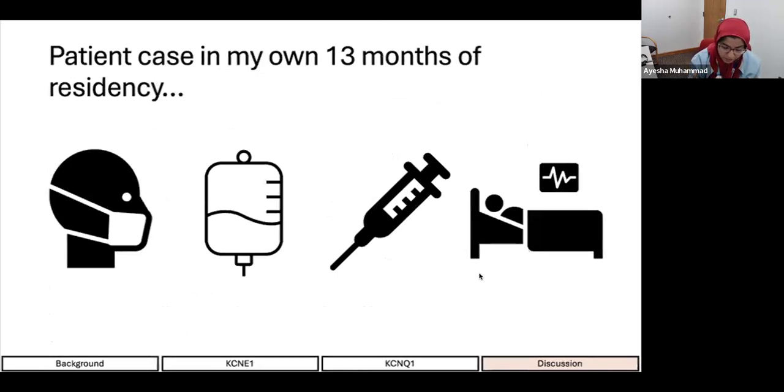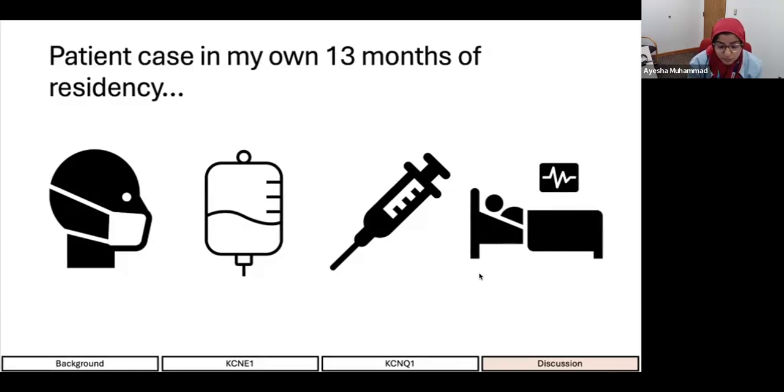So I'm a relatively junior resident, and I've already had at least one patient who had a genetic variant. It wasn't in KCNQ1 or KCNE1, but it was in a cardiovascular arrhythmogenic gene, because of which we started with a standard anesthetic plan. And this patient did not respond well to this anesthetic plan and developed arrhythmias. And as a result, we had to switch our anesthetic plan for this patient.